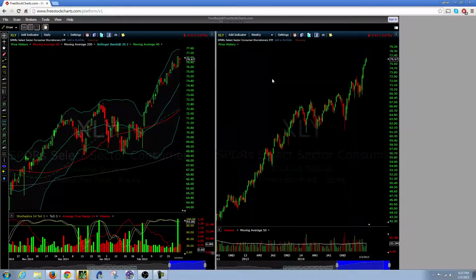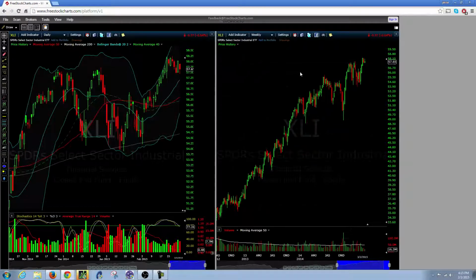Okay, XLI is your industrials, making another, as you could see on here, it's flagging in here in the weekly chart. Okay, I love flags, if you know me by now. And a little bit of a flag pattern in here too. So you got a nice little flag going on. The break of this, we'll see if this gives any kind of trade in here. But there's nothing wrong with these sectors.